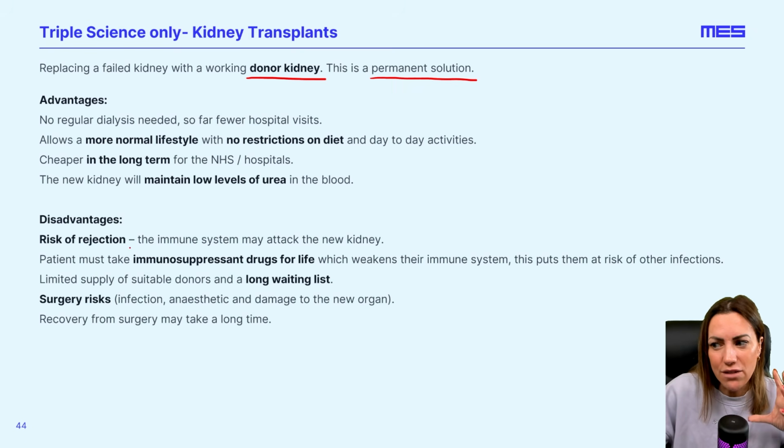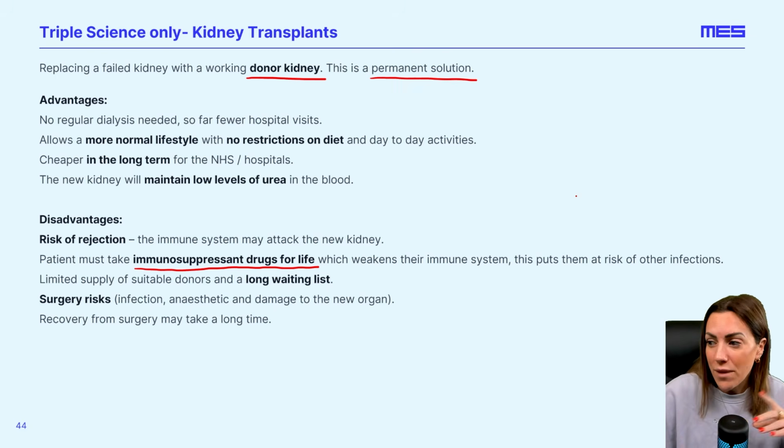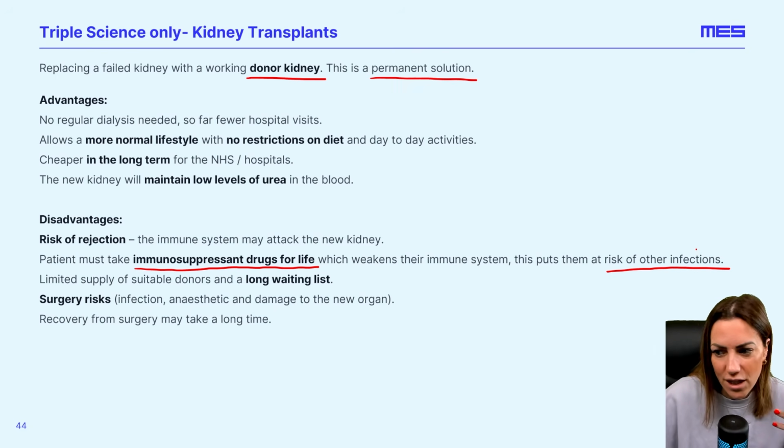Disadvantages though, there is a risk of rejection. So the immune system may attack the new kidney because it came from a donor. Patients must take immunosuppressant drugs for life. These drugs are designed to suppress or weaken the immune system to stop the immune system from rejecting and destroying the transplanted kidney. But if you weaken your immune system with these drugs, it does put you at risk of other infections. You're not going to be able to fight other infections.